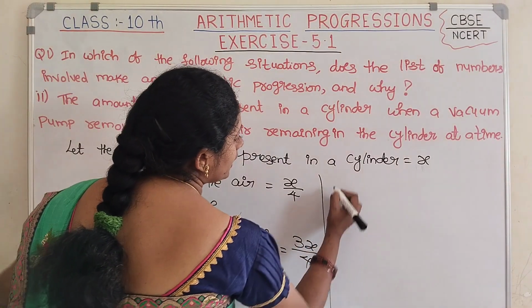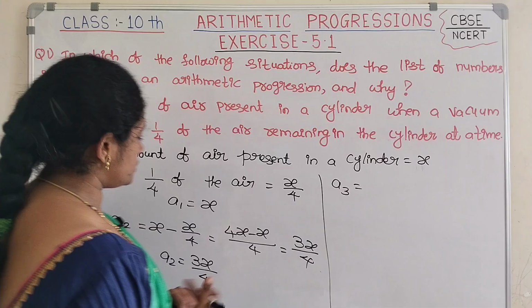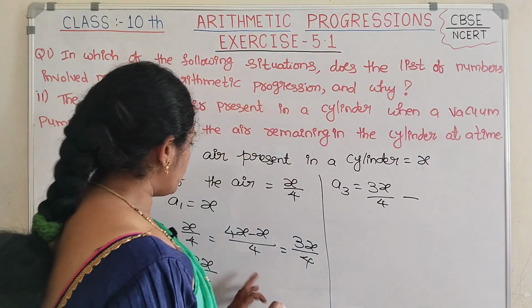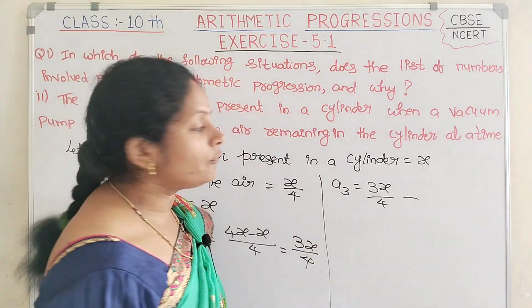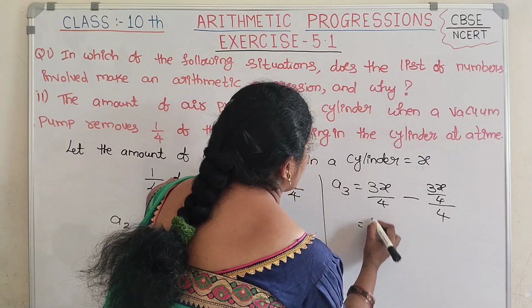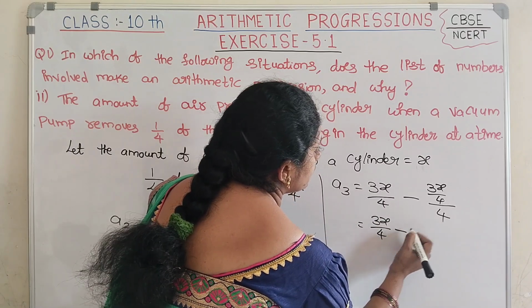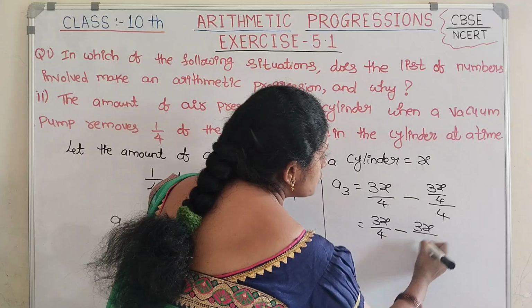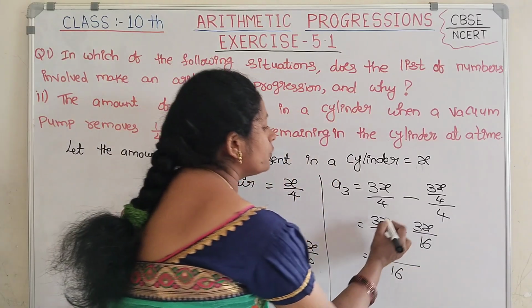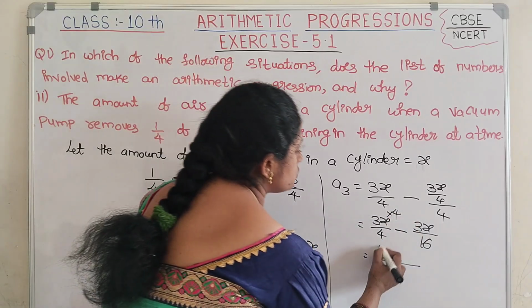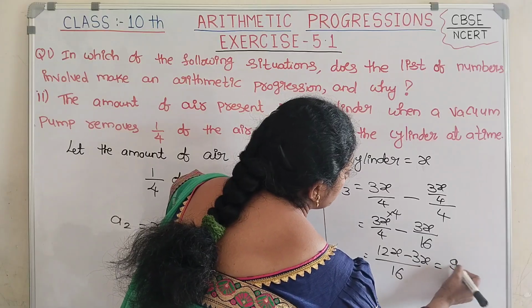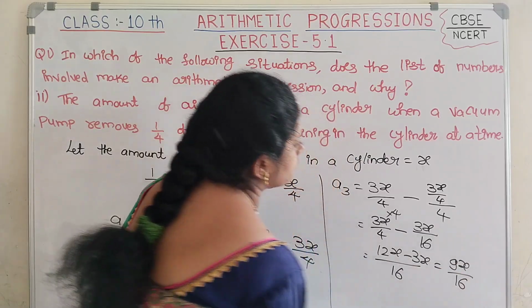Next, how can we get the a3? a3 is equal to 3x by 4. We have to remove how much? 3x by 4 by 4. 3x by 4 minus 3x by 16. Then 16 is the LCM. 4 into 4 is 16, so multiplied with the 4, 4 times 3 is 12x minus 3x equal to 9x divided by 16.